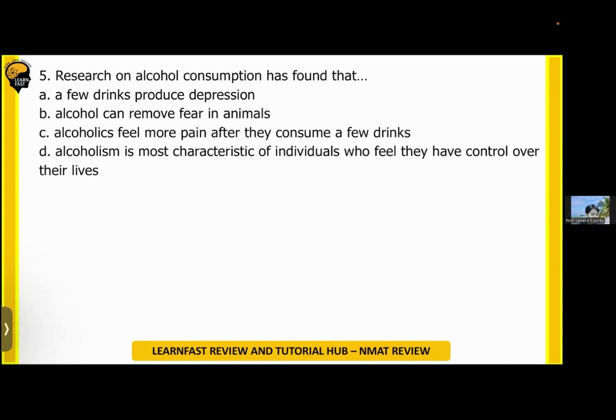Number five, research on alcohol consumption has found that A, a few drinks produce depression. B, alcohol can remove fear in animals. C, alcoholics feel more pain after they consume a few drinks. Or D, alcoholism is most characteristic of individuals who feel they have control over their lives.